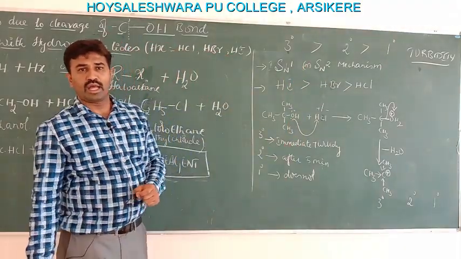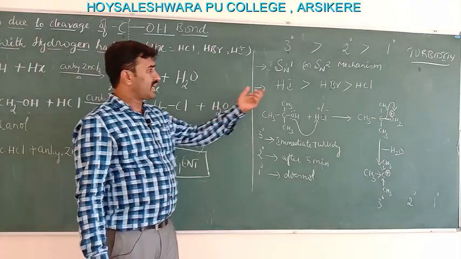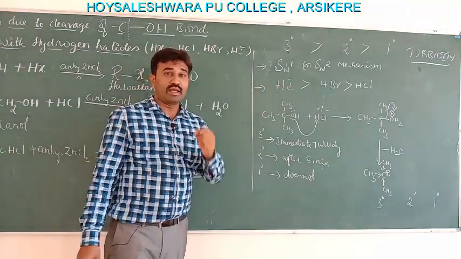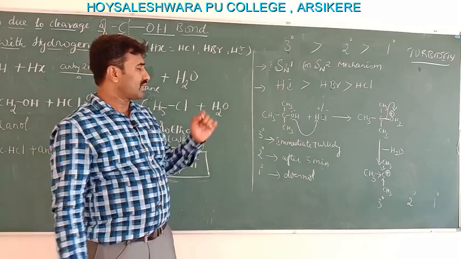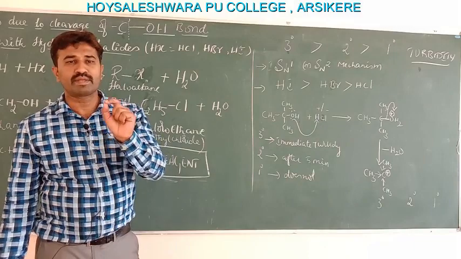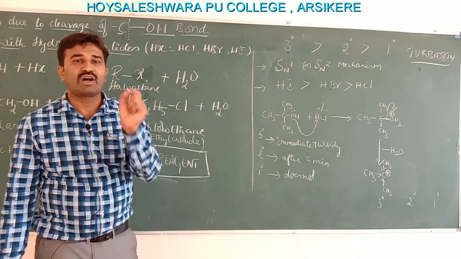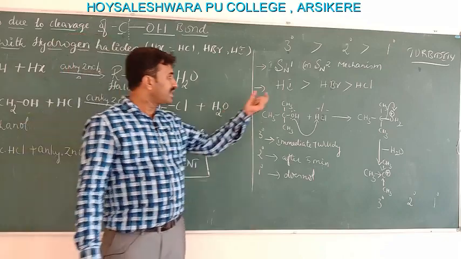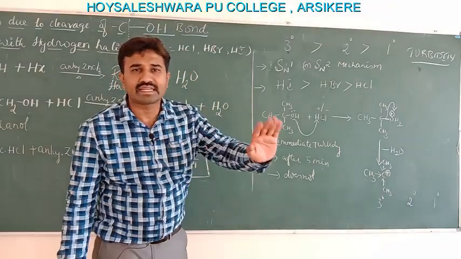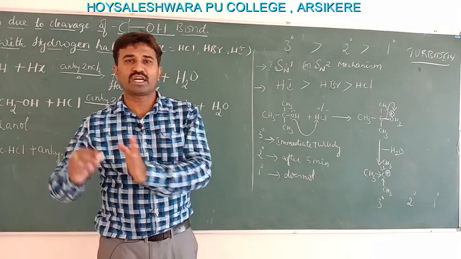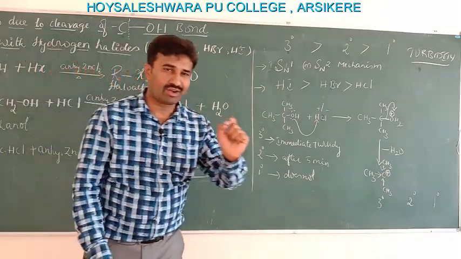If we use a catalyst, we can even use concentrated sulfuric acid for the reaction of hydrogen halide with alcohol. But in case of hydrogen iodide, we don't use concentrated sulfuric acid because the iodide is going to convert into iodine in presence of concentrated sulfuric acid, as sulfuric acid can act as an oxidizing agent also. Therefore, in case of HI, we will not use concentrated sulfuric acid as a catalyst because the iodide is going to convert into iodine, as concentrated sulfuric acid is a strong oxidizing agent.